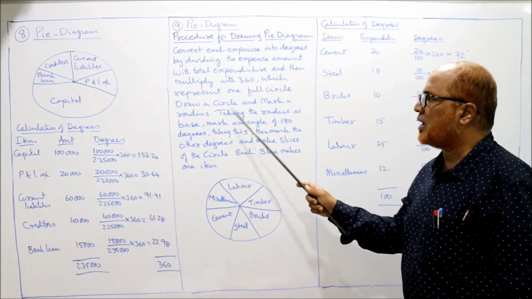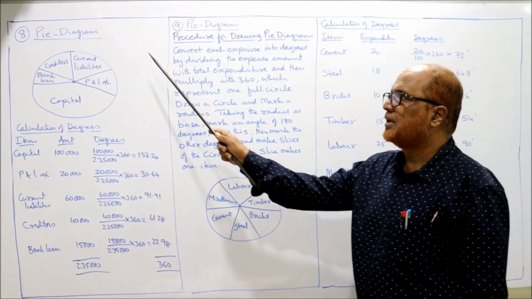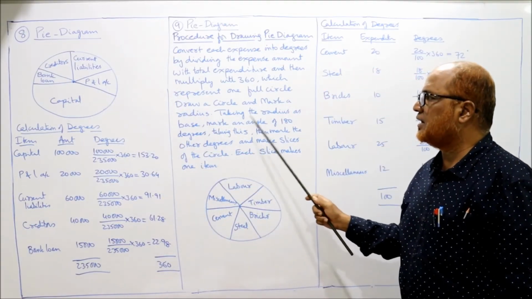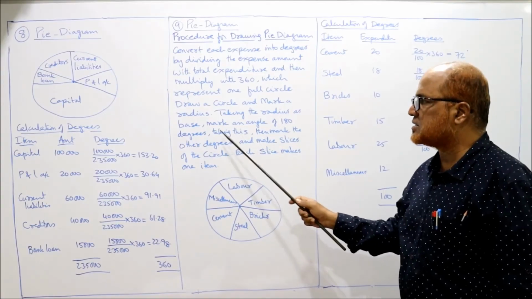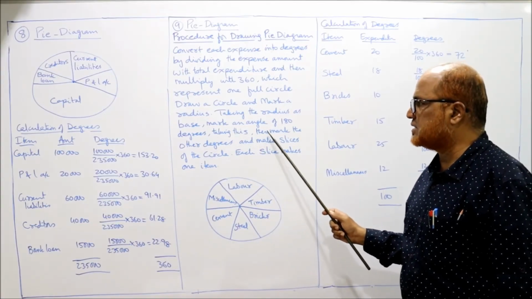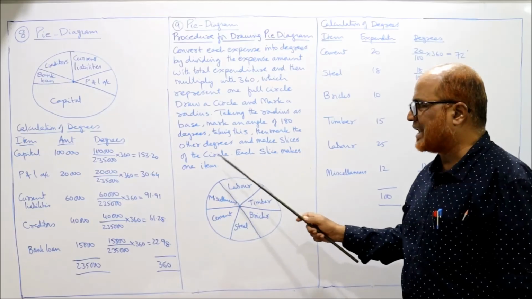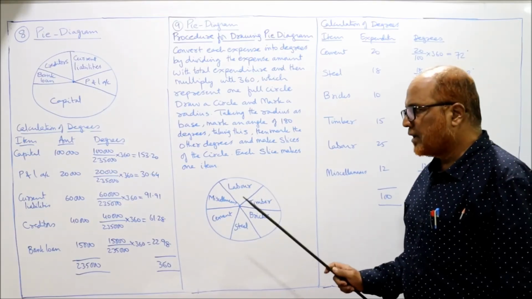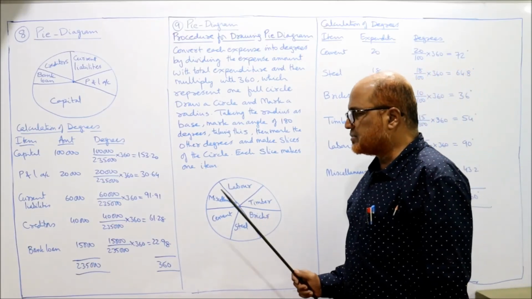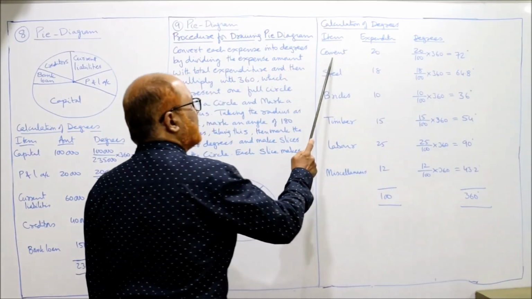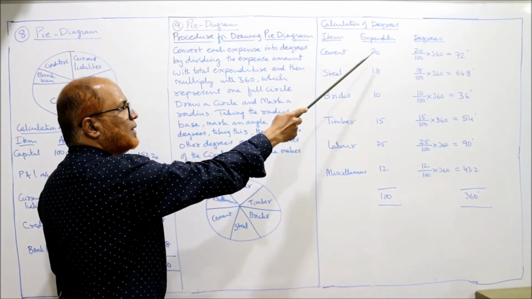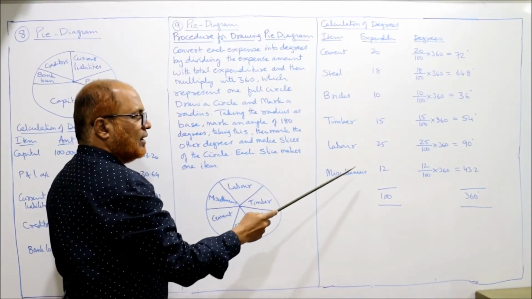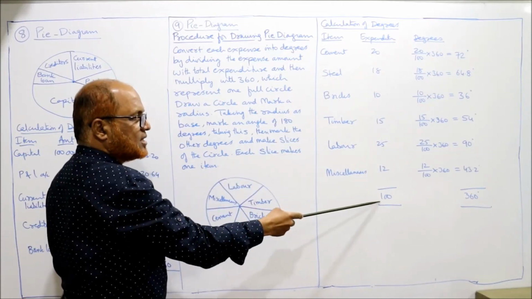Draw a circle and mark a radius. Next step, एक circle draw करेंगे, एक radius draw कर लेंगे. Then taking the radius as the base, mark an angle of 180 degrees, taking this as base. Then mark the other degrees and make slices of the circle. Each slice makes one item. Now in our problem, the items given are here: cement. Cement item is given expenditure 20, steel 18, bricks 10, timber 15, labor 25, miscellaneous 12. Total expenditure is 100.